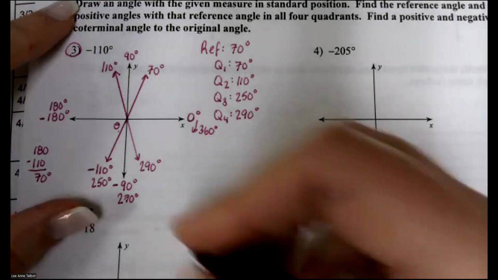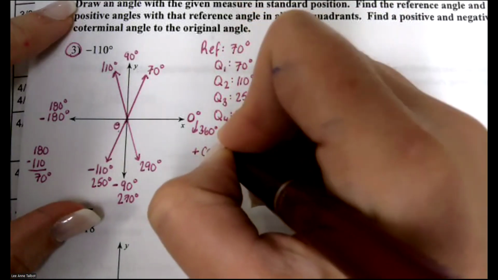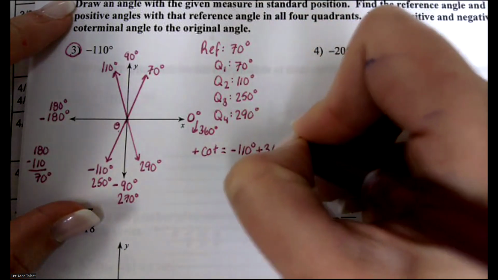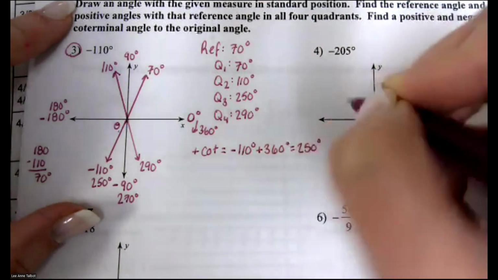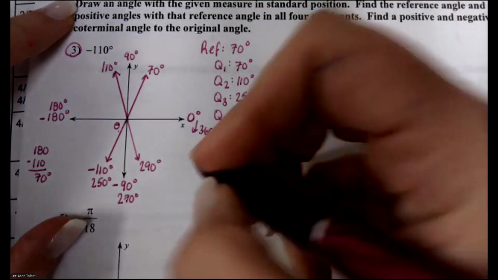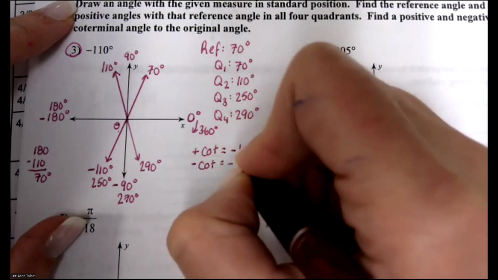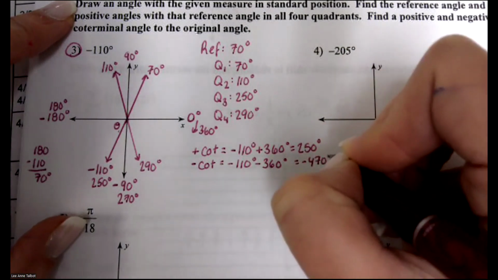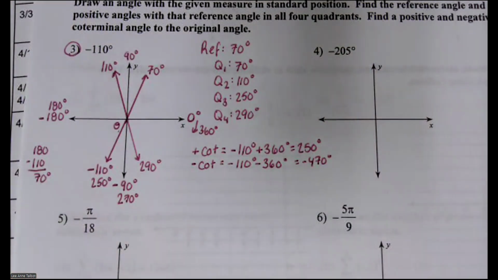Okay, positive and negative coterminal. Negative 110 plus 360 is 250. Oh, look, our visual confirms that that's the case. Negative coterminal would be negative 470. With negatives, is this getting better? I hope.